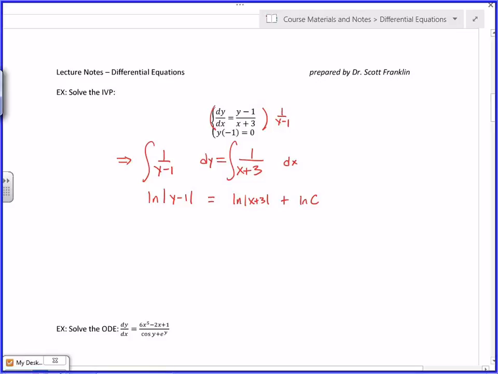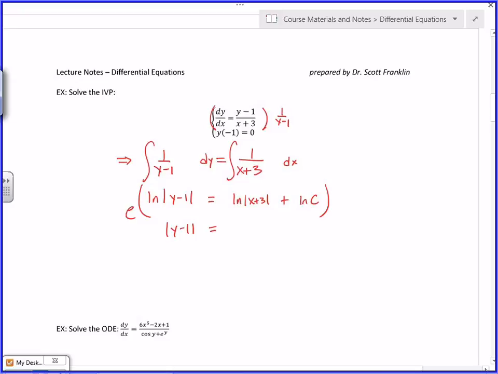Can we still solve for y? How would we solve for y now? E to the both sides? Exponentiate is the word. Yes. Exponentiate both sides, which I do by doing that. Okay, e to the both sides. And so e to the natural log of absolute value of y minus 1 is the absolute value of y minus 1. By the way, I'll be able to clean up the absolute value in just a second with the c.